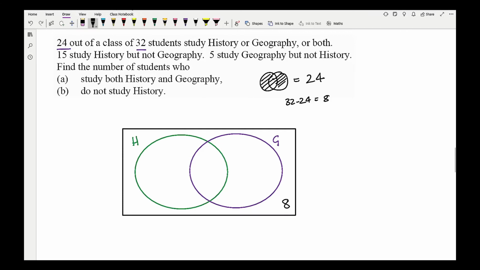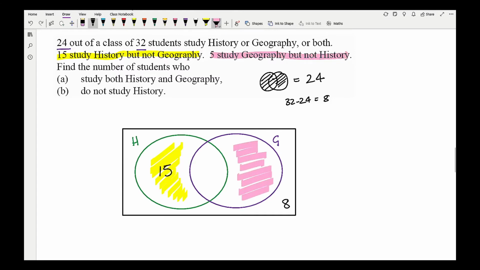Now looking at the next bit of information, it says that 15 students study history but not geography. The area that's history but not geography is going to be this region here. So that must mean that this must add up to 15. It also says that 5 study geography but not history, and that area is this here.